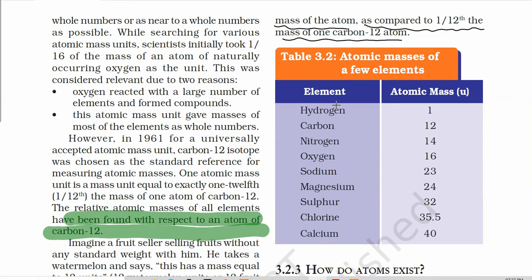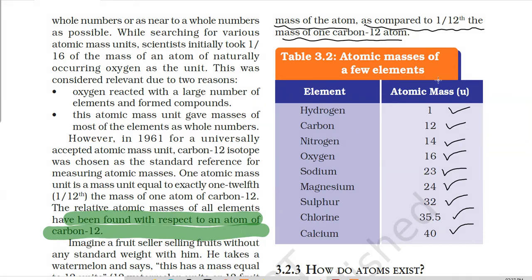So for hydrogen the mass is 1 unit. For carbon it is 12 units. For nitrogen it is 14 units. For oxygen it is 16 units. For sodium it is 23 units. For magnesium it is 24 units. For sulfur it is 32 units. For chlorine it is 35.5 units. For calcium it is 40 units.